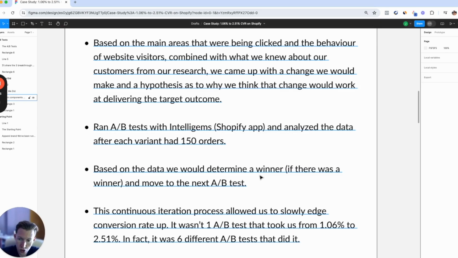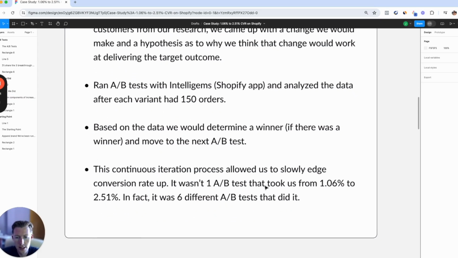Sometimes there was a draw. And we would move to the next A/B test as a result. And this continuous iteration process allowed us to slowly edge conversion rate up. It wasn't one single A/B test that took us from 1.06 to 2.51%. In fact, it was 6 different A/B tests that did it.